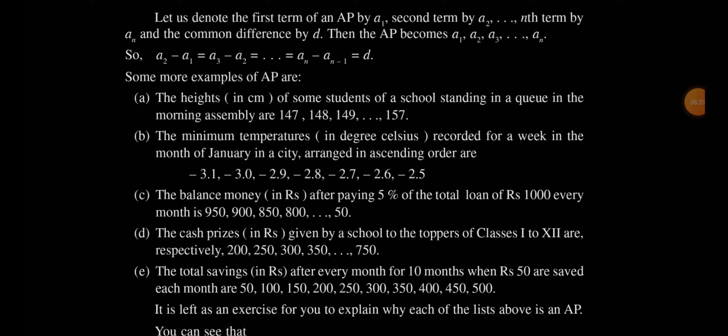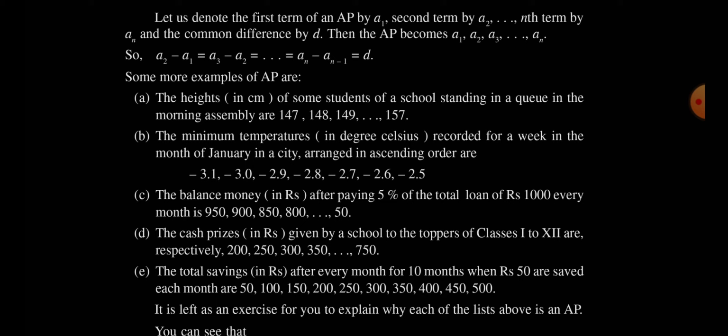Let us denote the first term of an AP by a1, second term by a2, up to nth term by an, and the common difference by d. Then the AP becomes a1, a2, a3, up to an. So a2 minus a1 is equal to a3 minus a2 is equal to, up to, an minus a(n minus 1), is equal to d.